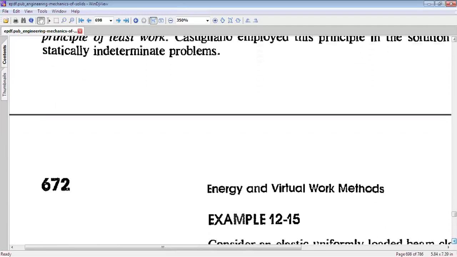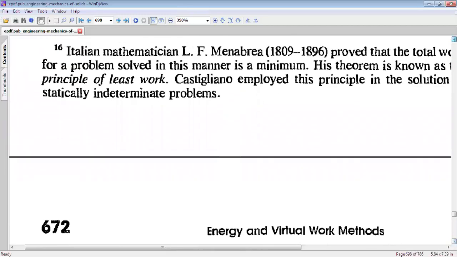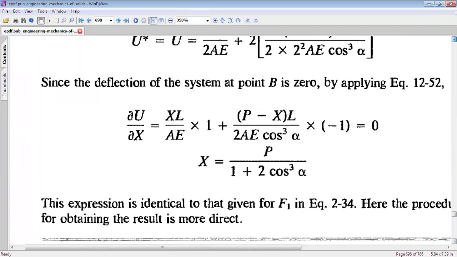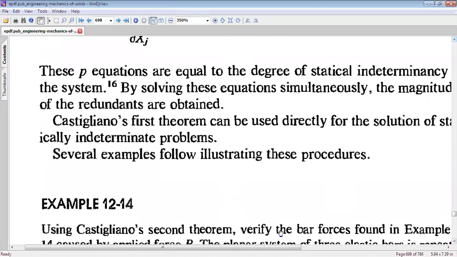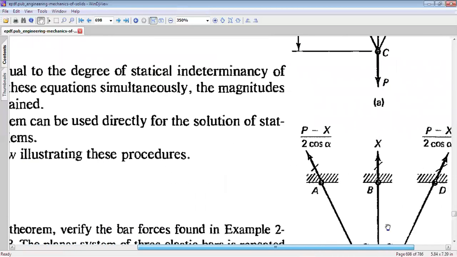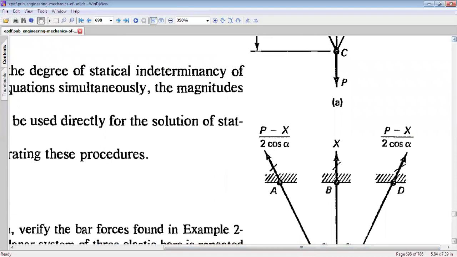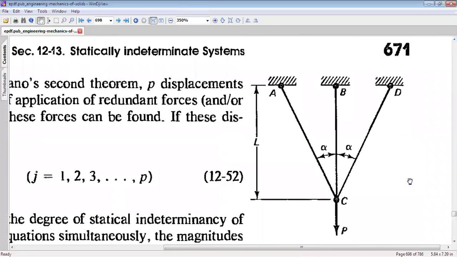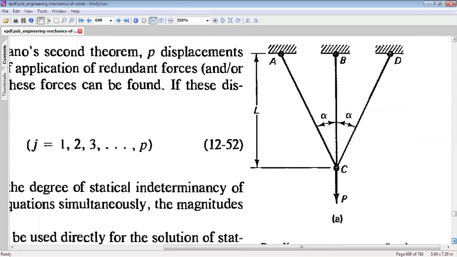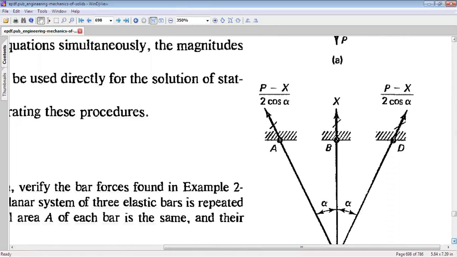So we can see how easily, using Castigliano's theorem, we have found out reaction X at point B. This system was statically indeterminate, but usage of Castigliano's theorem has allowed us to find out forces in all the links. Once capital X is known, then we can find out forces in the other two links, which will be (P minus X) divided by 2 cos α.